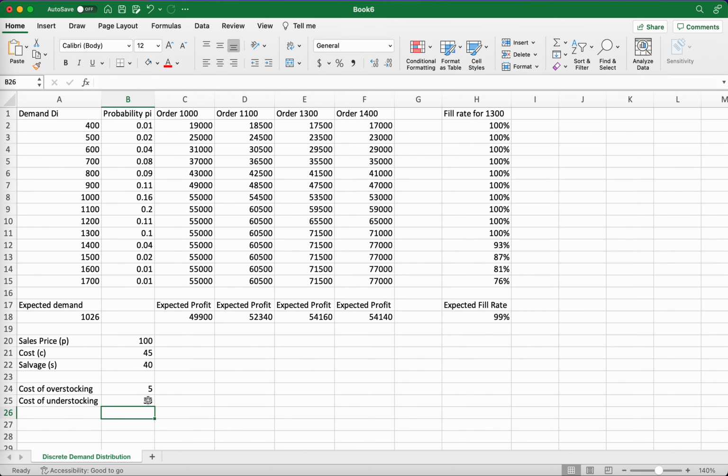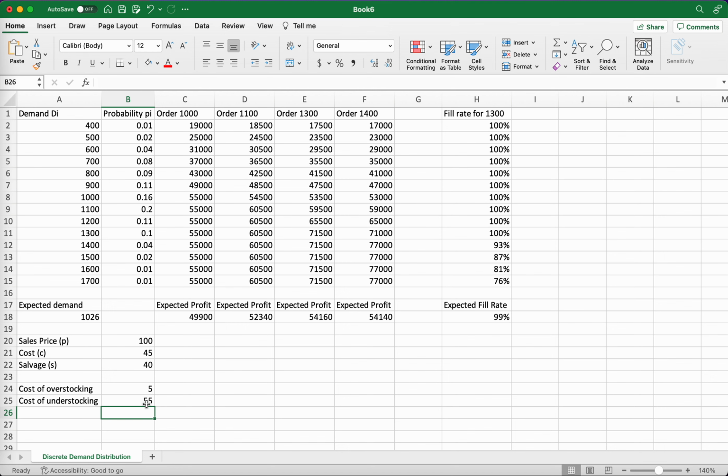So it is much better to be overstocking than to understock, right? That is why even though average demand is 1026, the optimal order quantity is 1300. It is much more than the average because it makes more sense to overstock than to understock. So you have to do one or the other. It is impossible for you to exactly predict what demand is going to be for a season. If you do that, that's a fluke.